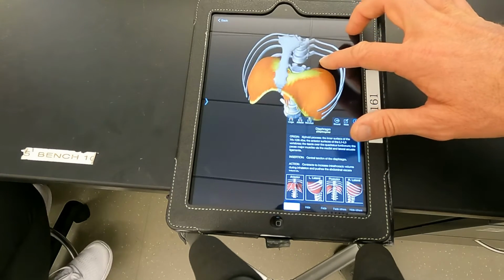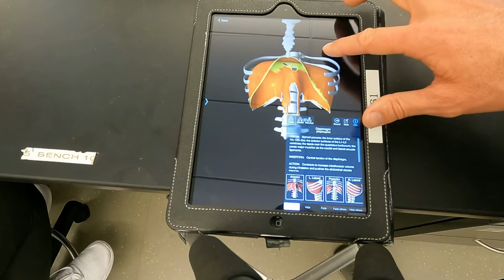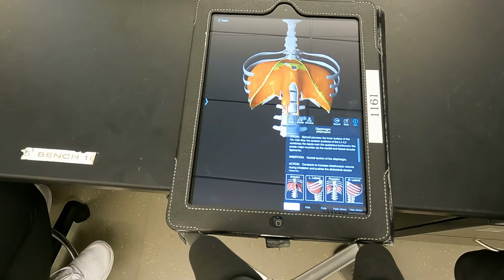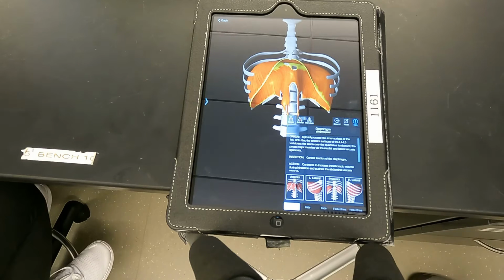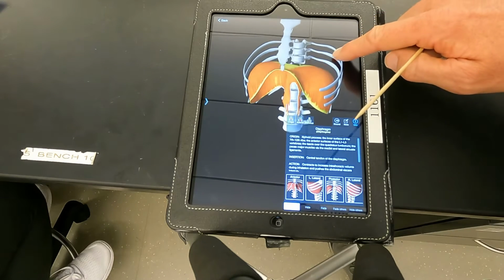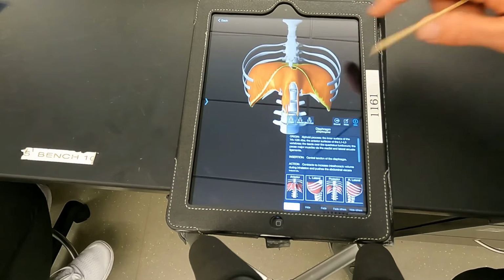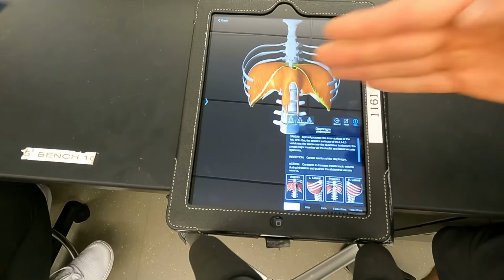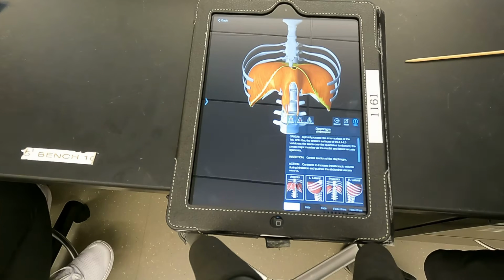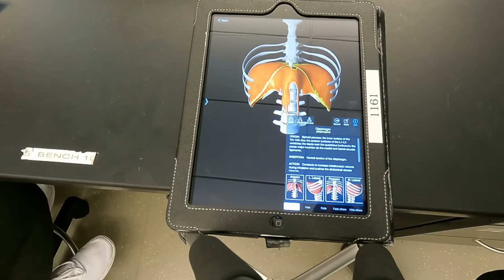What is this dome-shaped muscle? That's the diaphragm. And does anybody know what the diaphragm is involved in? It's involved in breathing. And the position that it's in right now, where it's in that dome position, is actually relaxed. And what's going to happen is when it contracts, it moves down and it increases the volume of the thoracic cavity, and that allows air to move in. So we'll talk about them when we get into the mechanics of breathing.